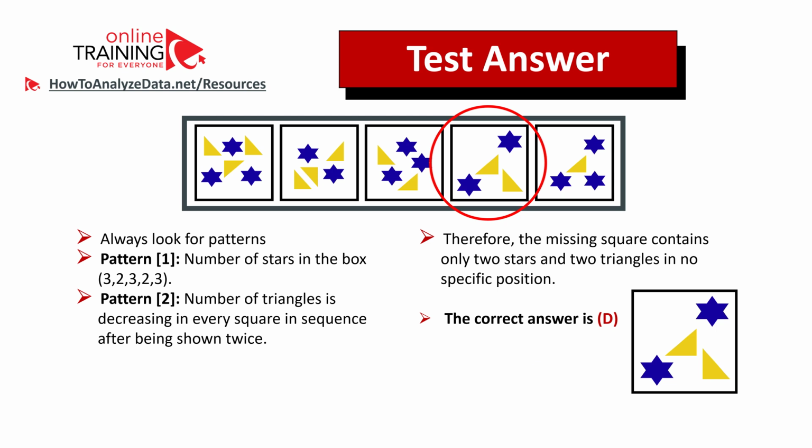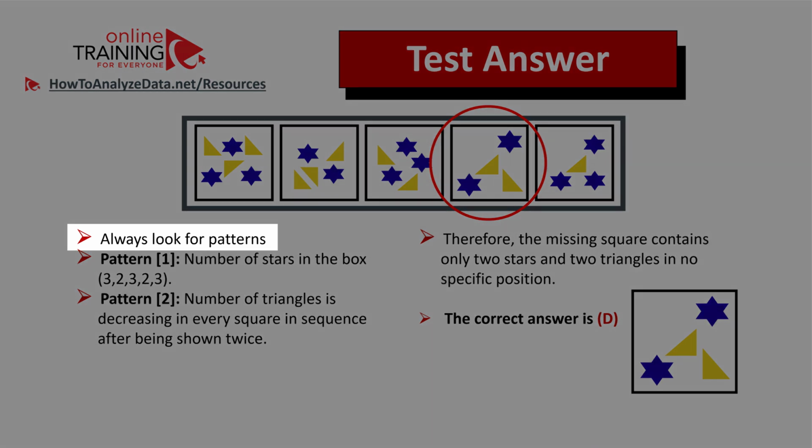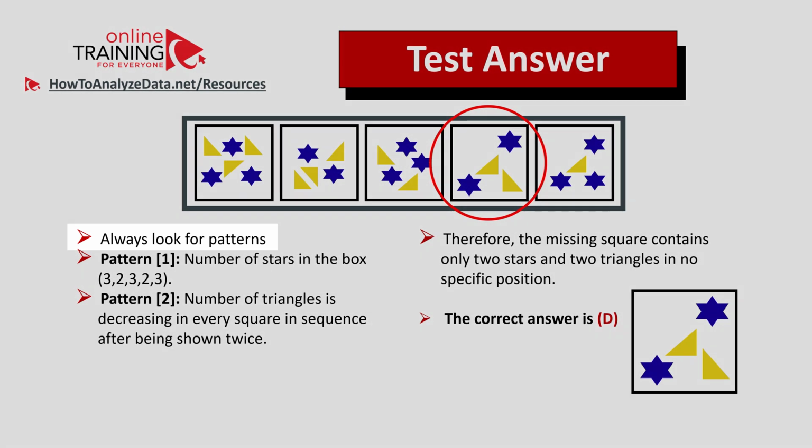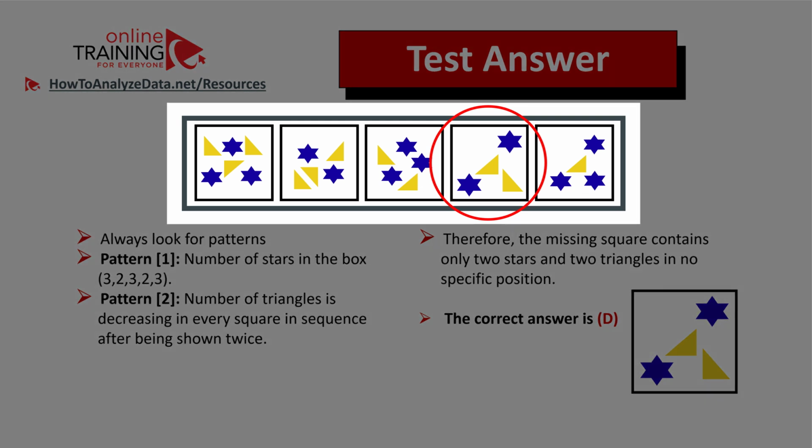I'm probably going to repeat myself again, but my advice to you is always look for patterns. So there are 2 patterns present here, and both patterns have number of objects. The first pattern is pattern of number of stars in the box. You see that the first box has 3 stars, then it goes down to 2 stars, then 3 stars again, 2, so the next one is 3 again. So the missing object will definitely have 2 stars.